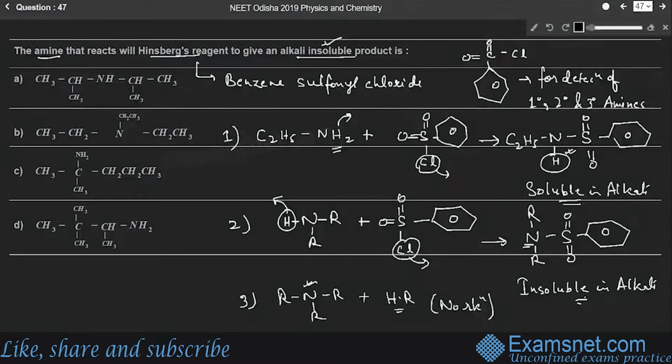So let's have a look at the given options. In the first one we have a secondary amine, because we have two alkyl groups and one hydrogen, so this will be insoluble. In the second one we have a tertiary amine with three alkyl groups, R1, R2, and R3. No hydrogen is there with nitrogen, so no reaction will take place. In the third one we have a primary amine, NH2, that means two hydrogens, so one will be removed and one will be left, making it soluble in alkali. In the last one also we have NH2, a primary amine, therefore these two will be soluble in alkali because of the presence of one hydrogen in the product. So the correct option will be option A. This is a secondary amine, therefore the product will be insoluble in alkali.